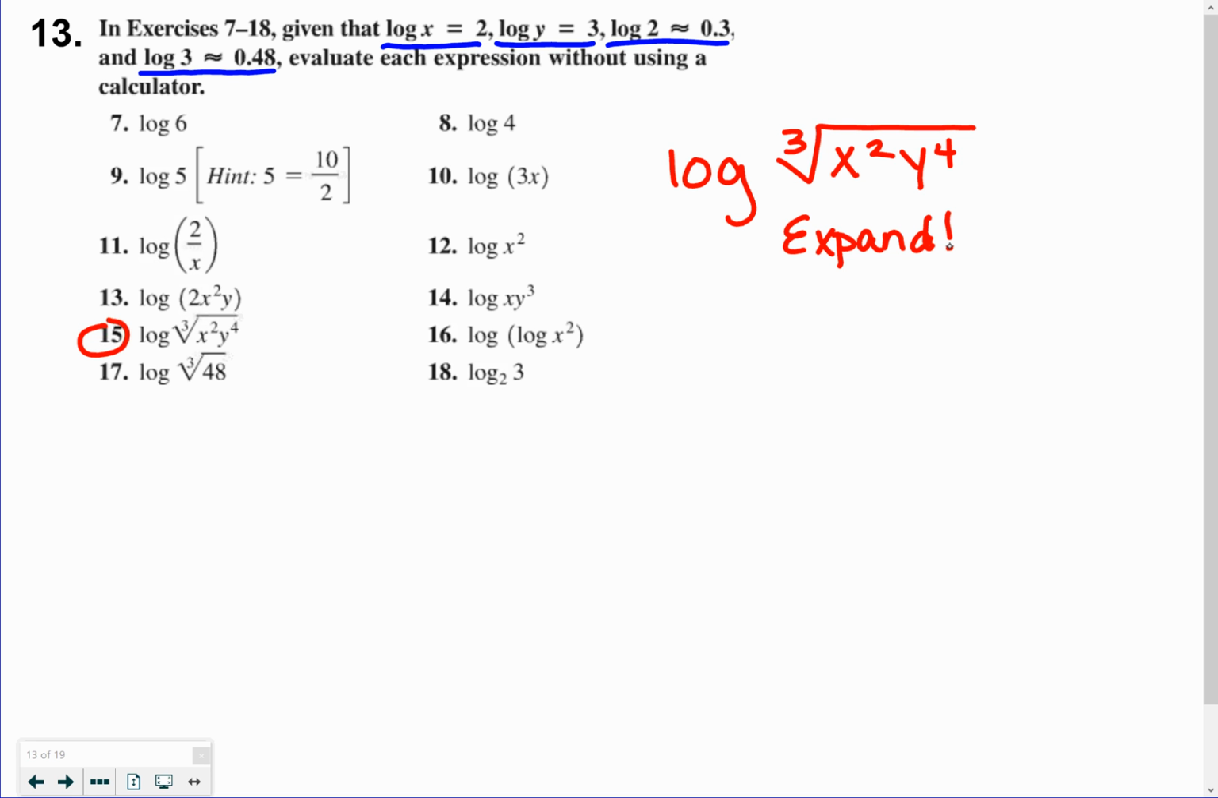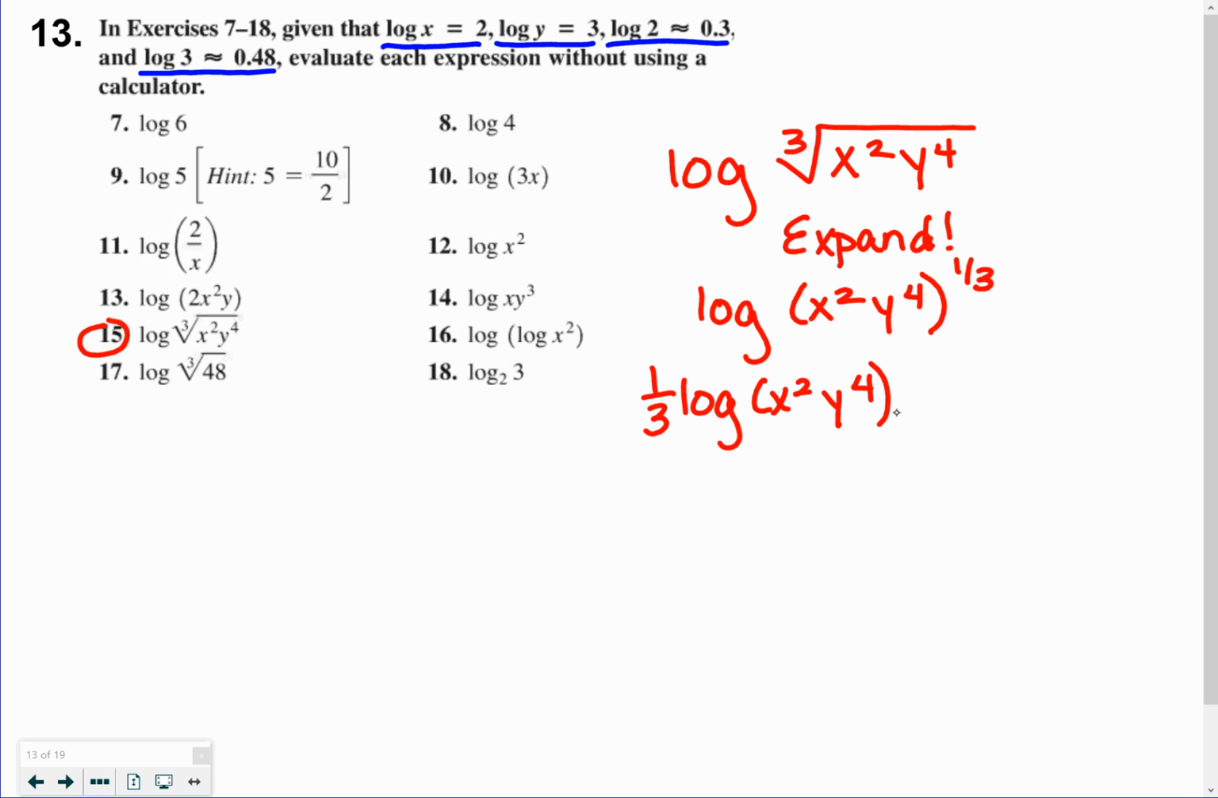Okay, so if I'm going to expand this completely, I first want to think about that cube root. It's the same as what exponent? Well, square root's a 1/2 power, right? What's a cube root? 1/3. Okay, and if I have a power, where can I put it? Down in front. 1/3 log of x squared y to the 4th. Am I expanded completely? What else can I do?